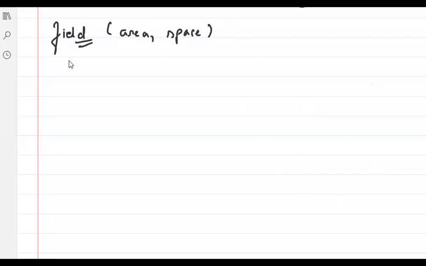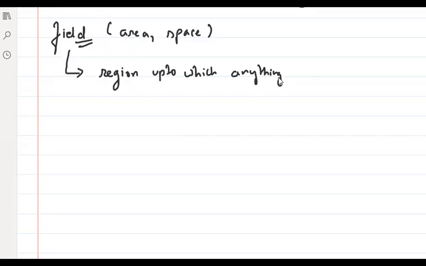So field in terms of physics can be said as a region or area or space up to which anything has its effect. As simple as that, right, everyone?